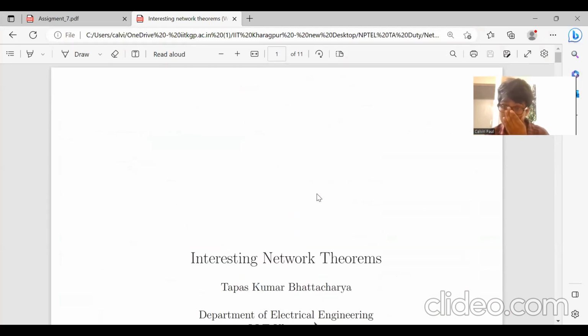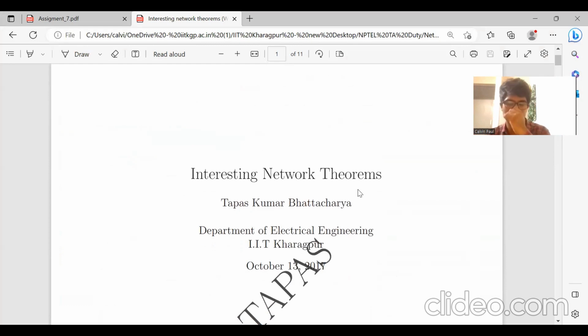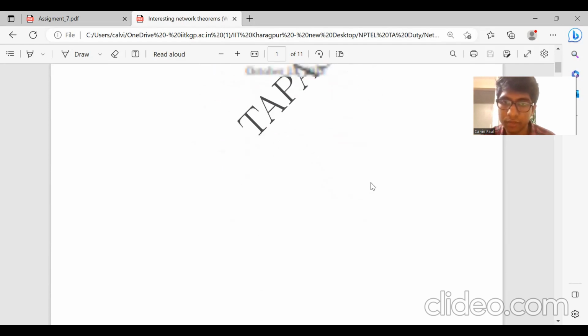Good evening. Today we'll be considering some interesting network theorems. These network theorems will be useful to solve the assignment problems, and we will go through them. We will try to understand the proofs so that we can understand how they've been proved. Once we have understood the proofs and the theorems, we will proceed to solve the previous year assignment questions, and if any doubts are there, we can look into them.